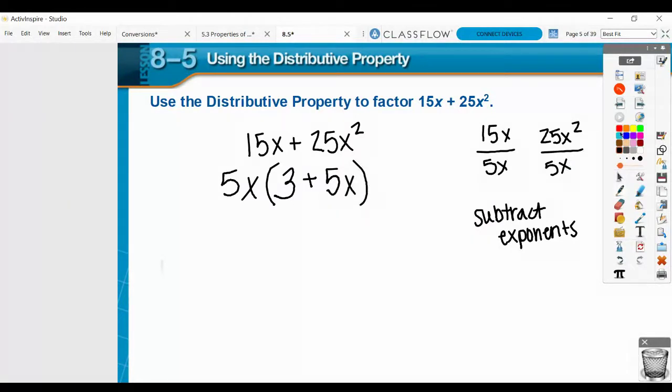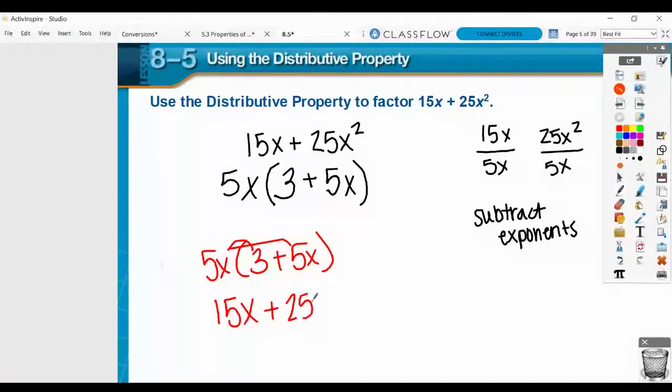Now, if you were going to check this to make sure that you are correct, you obviously could distribute this 5x back out, and you would get 15x plus 25x squared, which is what you started with. And so that's how you know that you're correct. So you can check these every single time you do these if you want to.